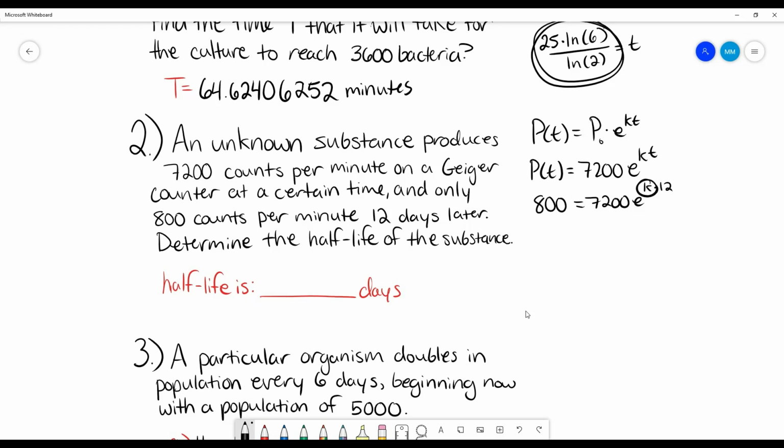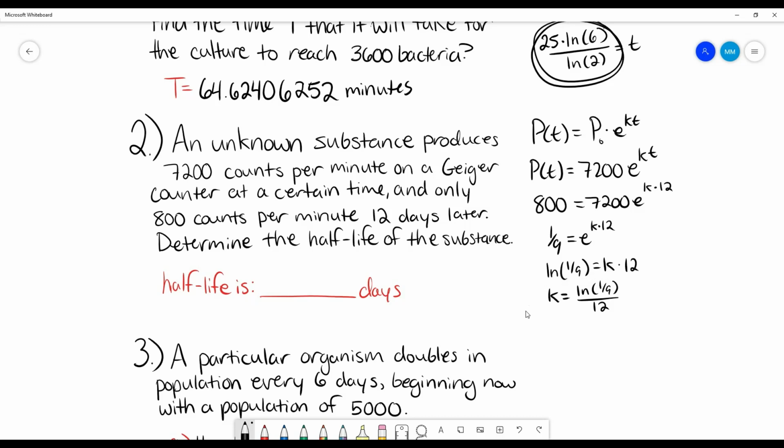And now I need to solve for that rate again. So now I'm going to do 800 divided by 7,200, which is just 8 divided by 72, or I think that is 1/9. Feel free to correct me if I'm wrong there. And that's going to equal this. And just like before, we take that natural log and we isolate our k. So that rate is the natural log of 1/9 divided by 12.